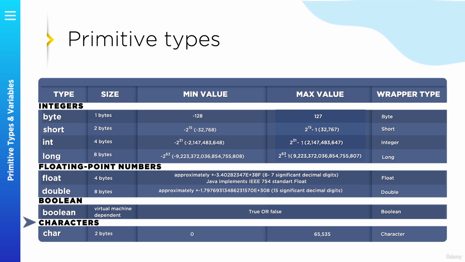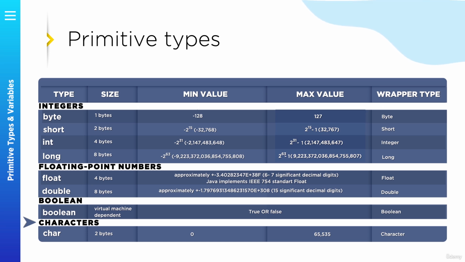Characters. We need characters to be able to describe all symbols of Unicode: Cyrillic, special characters, etc. We have 2 bytes for the char primitive type. This gives us the range from 0 to 65,535. Each value will represent the sequence number of a character according to the Unicode table.